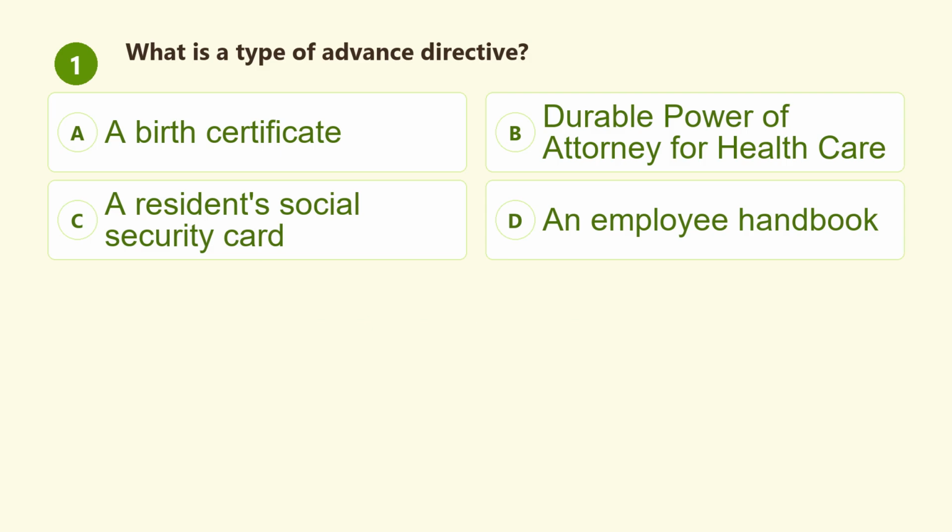Question 1. What is a type of advance directive? Option A, a birth certificate. Option B, durable power of attorney for healthcare. Option C, a resident's social security card. Option D, an employee handbook.